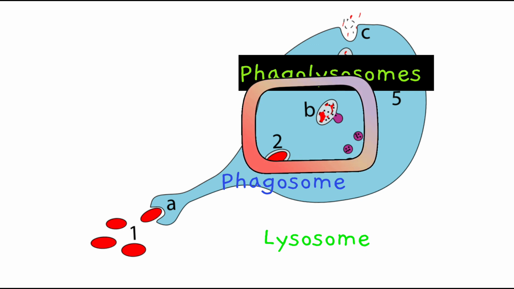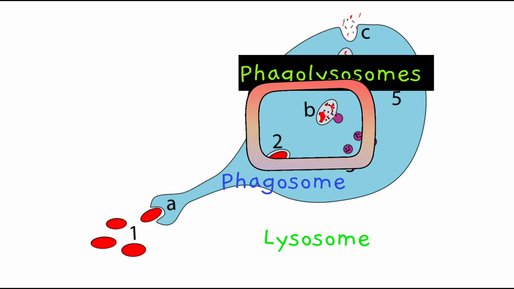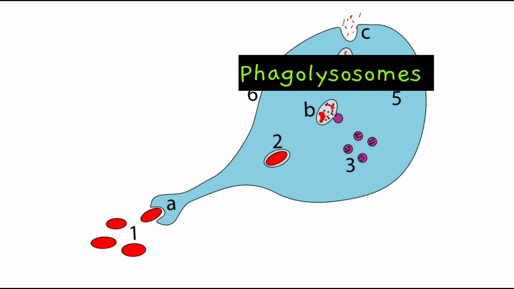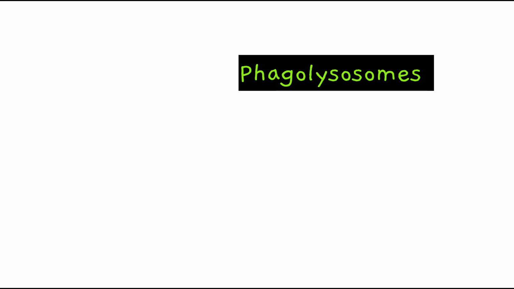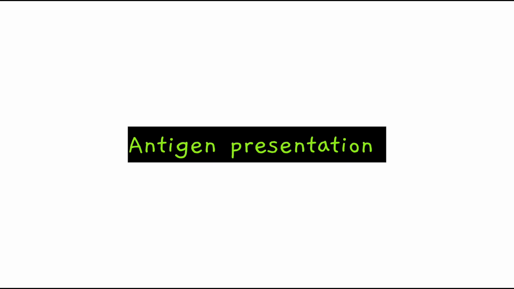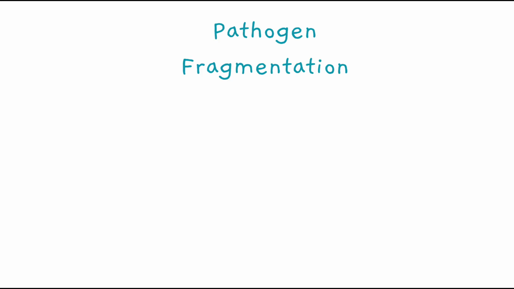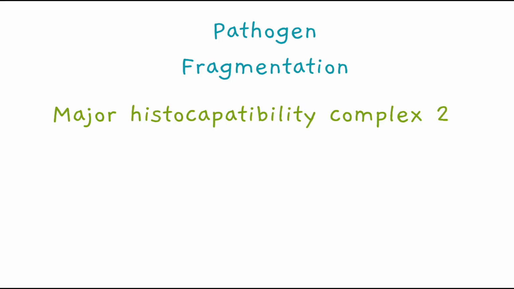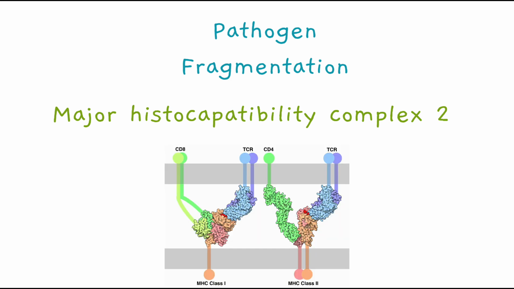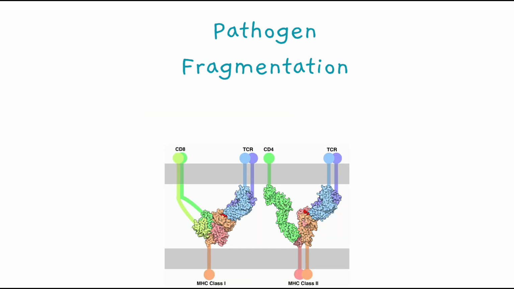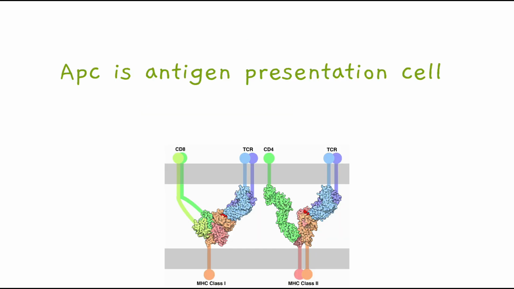Let's come to the topic where the phagosome fuses with the lysosome, and they form the phagolysosome. Then in antigen presentation also, it has an important role in the process of pathogen fragmentation, with fragments presented on MHC II to CD4 plus T cells. That is, it acts as an APC.